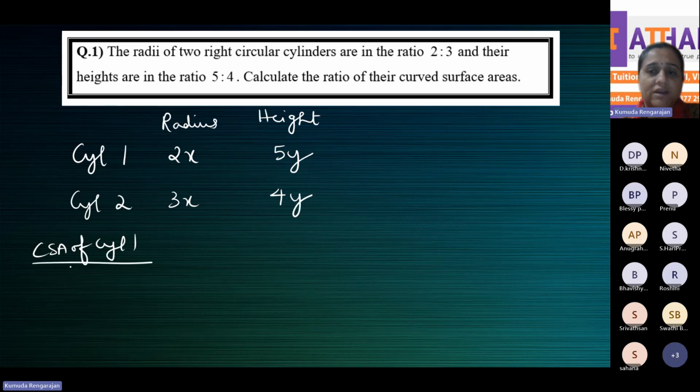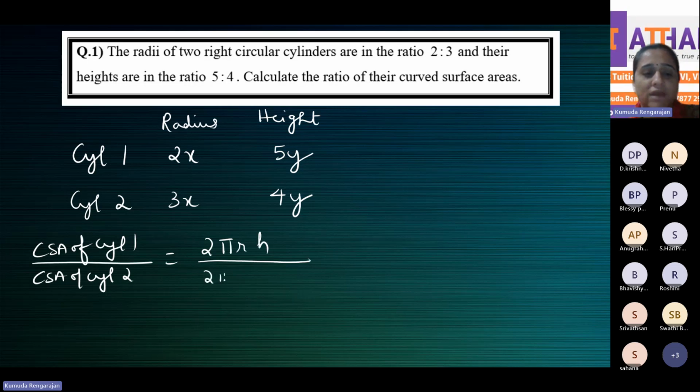So CSA of cylinder 1 by CSA of cylinder 2 is equal to 2 pi RH is the formula. So you cannot write 2 pi RH by 2 pi RH. You need to differentiate. Now 2 and pi are constants. R and H are the variables. So call the radius and the height of the first cylinder R1 and H1. The radius and the height of the second cylinder is R2 and H2.